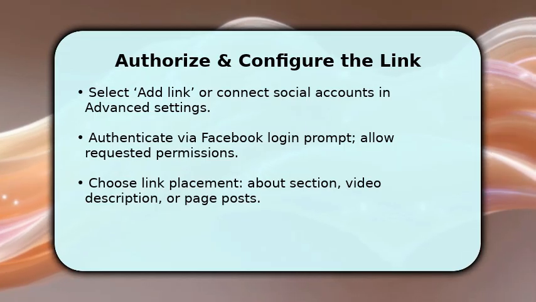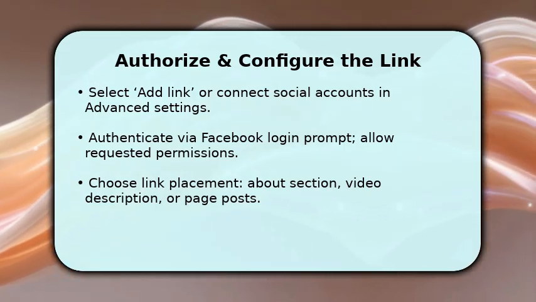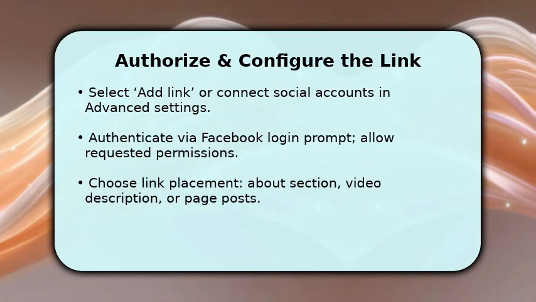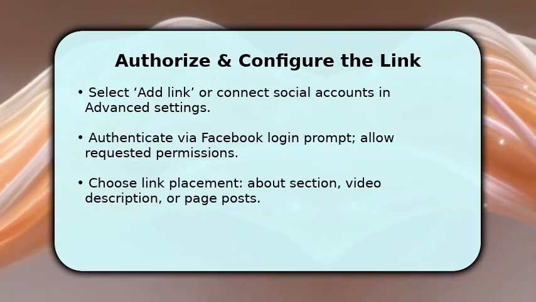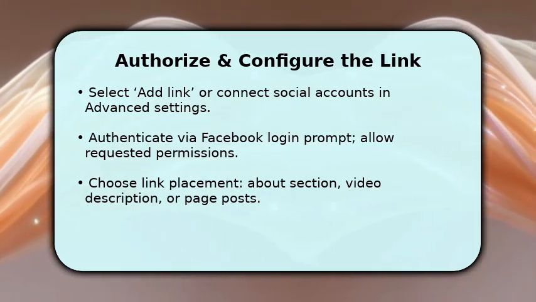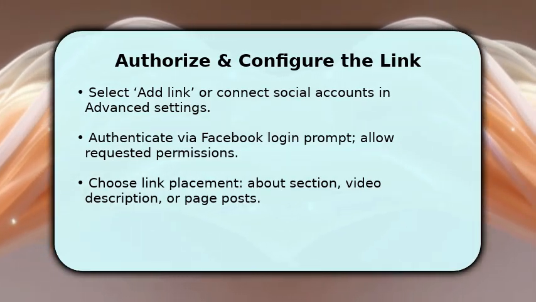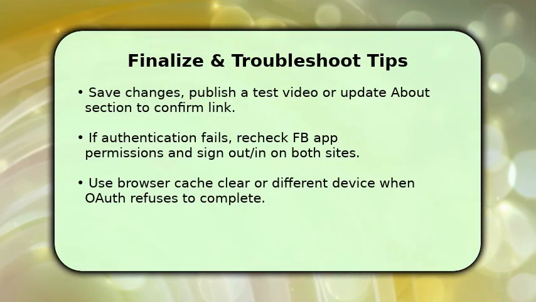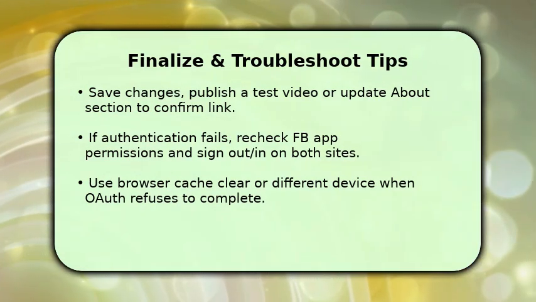After authorization, set where the link appears, about section or default video end screens, because placement affects visibility and click rates. Finish by saving all changes and then publishing a quick test update or editing your About box to confirm the Facebook link is visible.